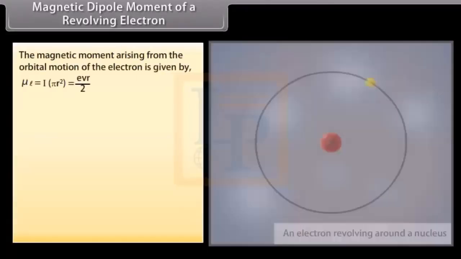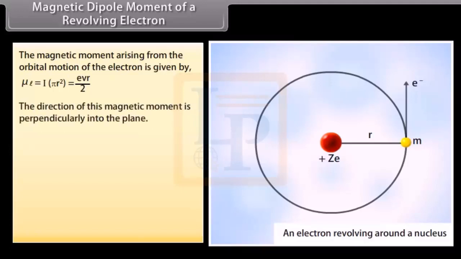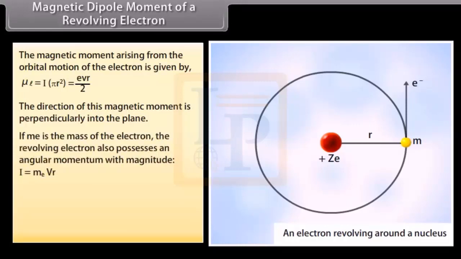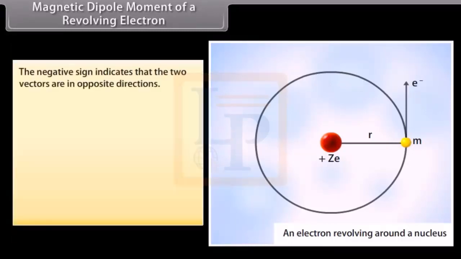Magnetic dipole moment of a revolving electron. The magnetic moment arising from the orbital motion of the electron is given by evr by 2. The direction of this magnetic moment is perpendicularly into the plane. If me is the mass of the electron, the revolving electron also possesses an angular momentum with magnitude l is equal to m_e v r. From the above two equations, we get the result mu L is equal to minus e upon 2 m_e multiplied by L. The negative sign indicates that the two vectors are in opposite directions.